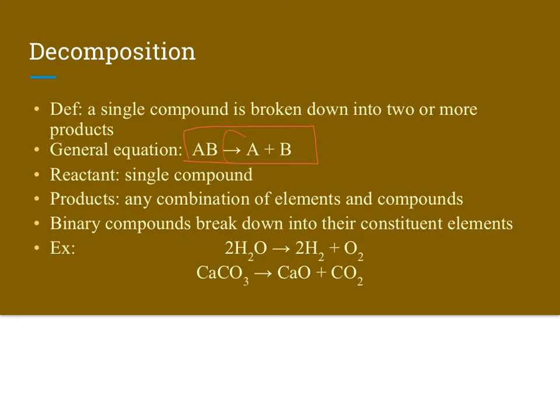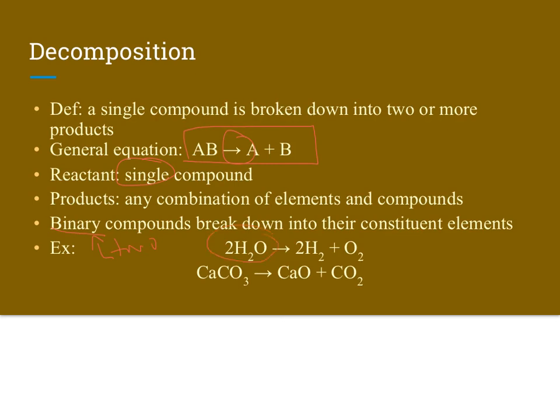Okay, so if I flip this arrow here, I end up with a synthesis or a combination reaction. In a decomposition reaction, the reactant is going to be one compound. Okay, and the product then can be any combination of elements and or compounds. So decomposition reactions are easy to identify because they are the only reaction where we will only have one reactant. Okay, binary compounds are going to break down into their constituent elements. Remember, the word binary here means two, so this is just a compound with two elements.